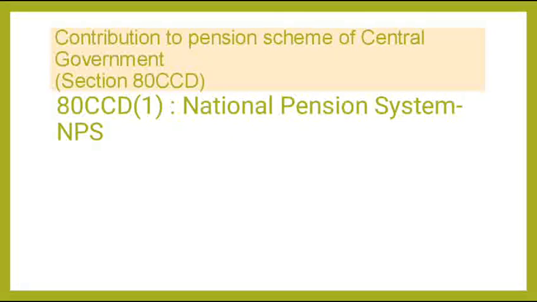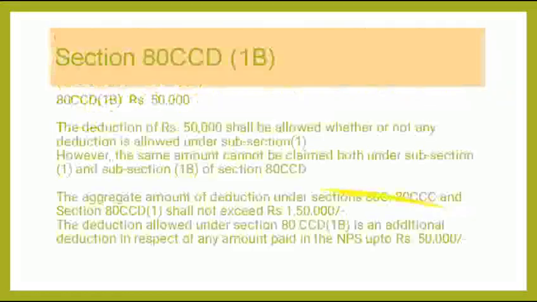Subsection 1 under section 80CCD covers the deductions made under the National Pension Scheme, or NPS. But the maximum limit under section 80CCD subsection 1 is rupees 1,50,000, because the total cap for section 80C, section 80CCC and section 80CCD subsection 1 is 1,50,000.